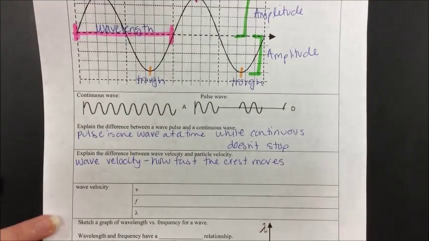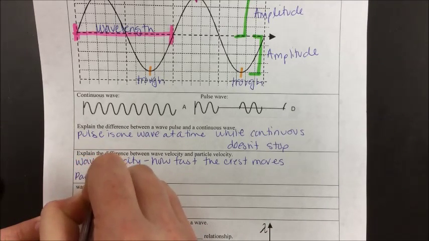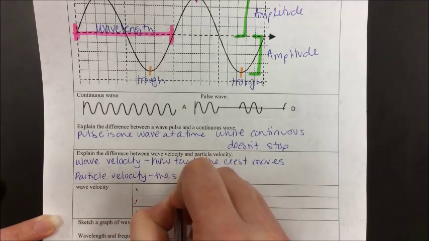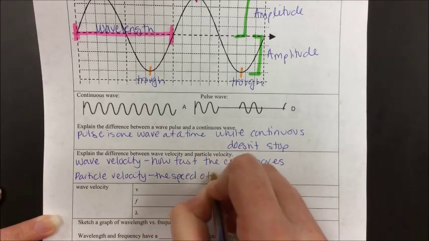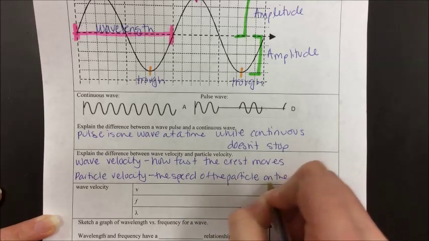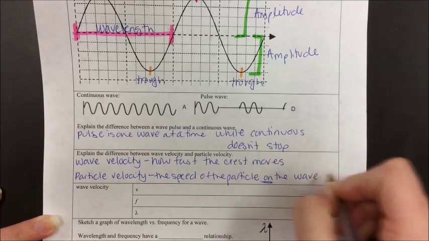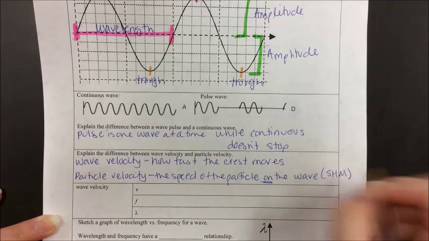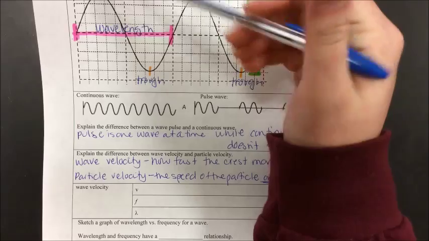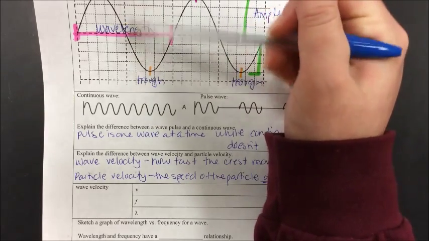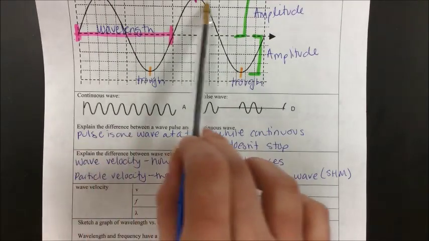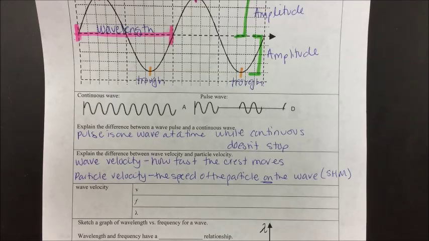And then the particle velocity is going to be the speed of the particle on the wave. And that's where SHM, or simple harmonic motion, comes into factor. So we've already done that one. So our box bouncing back and forth, that would be the speed of our particle, versus here the speed of the wave is how far does that amplitude, or how fast does the amplitude occur.